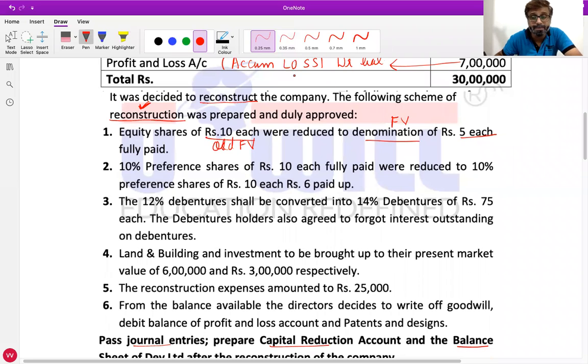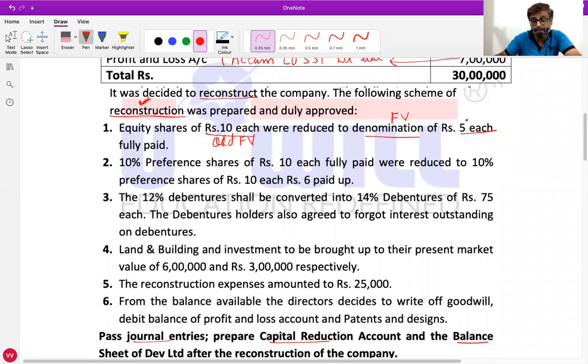Okay, Vaishali? And what is 5? New face value. Yes, new face value means the face value has been changed. How much do they sacrifice? Rupees 5. That will be transferred to capital reduction account. Very good. Is everyone clear with this? Yes, sir.